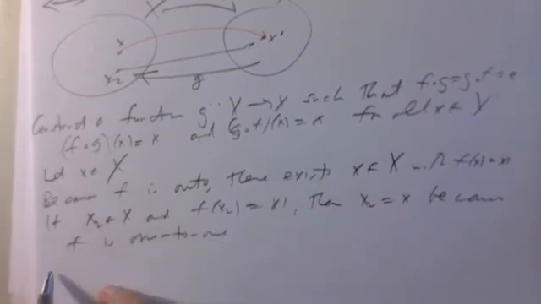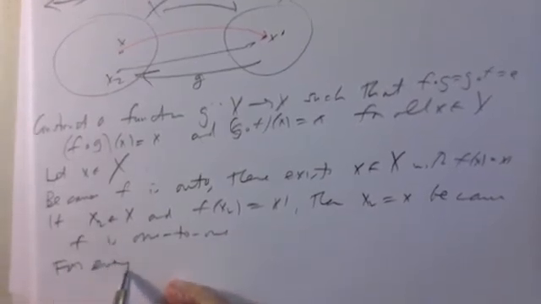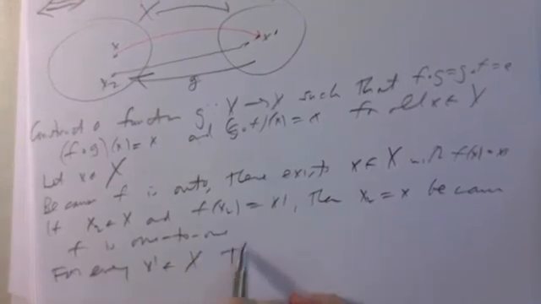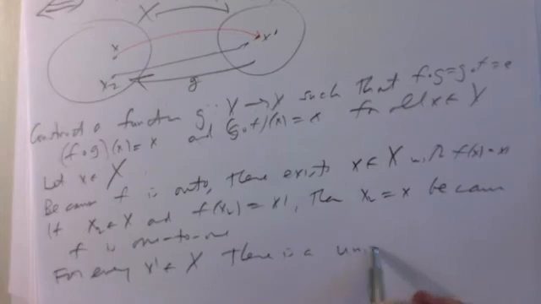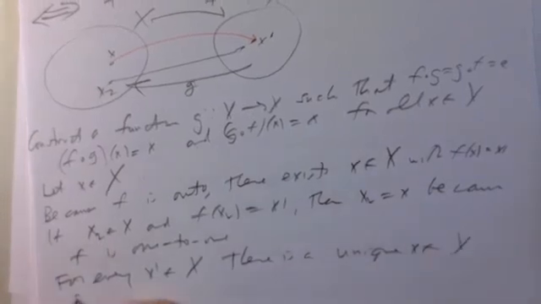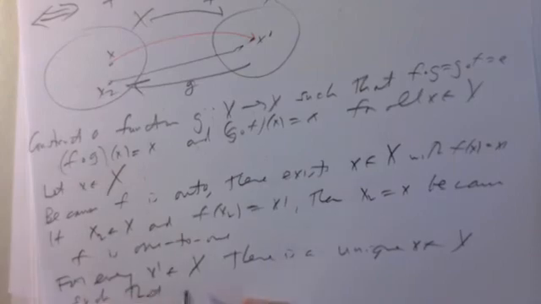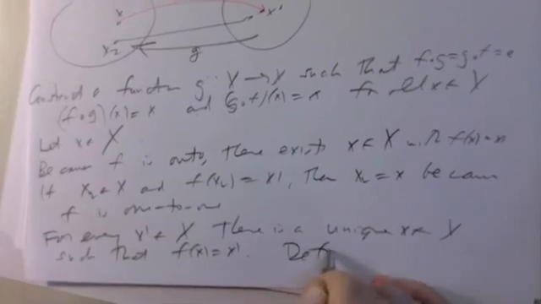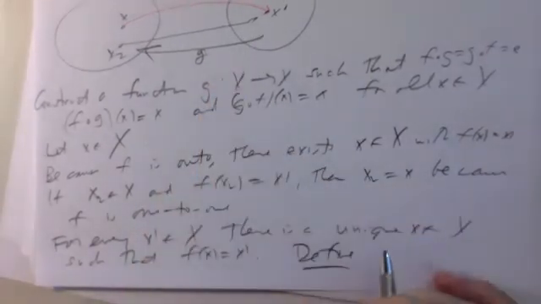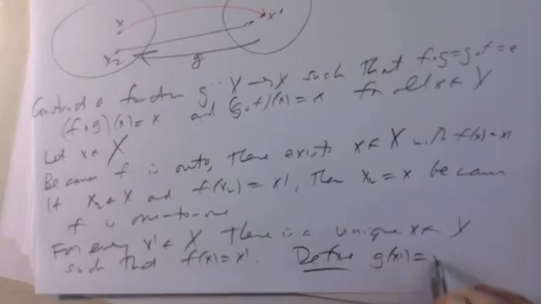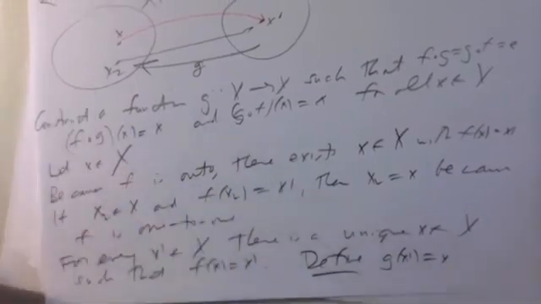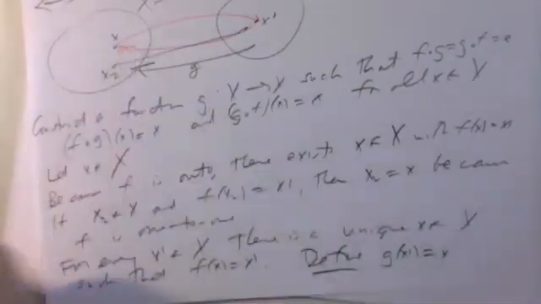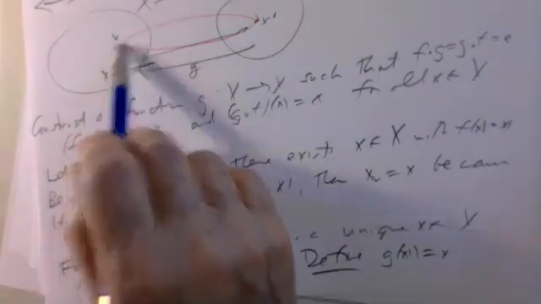So what I've just proved is that for every x prime in X, there is a unique x in X such that f of x equals x prime. And we define the function g by g of x prime is equal to x. So f sends an element in X to an element in X. G sends an element back where it came from.